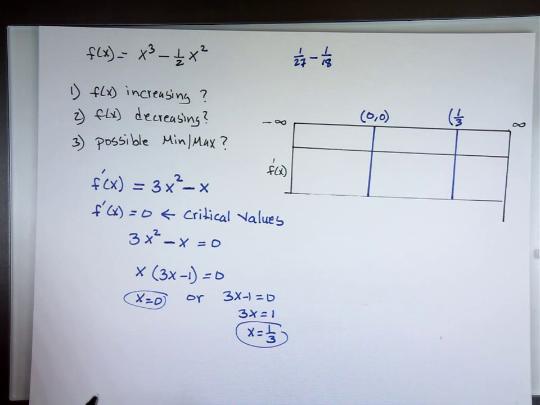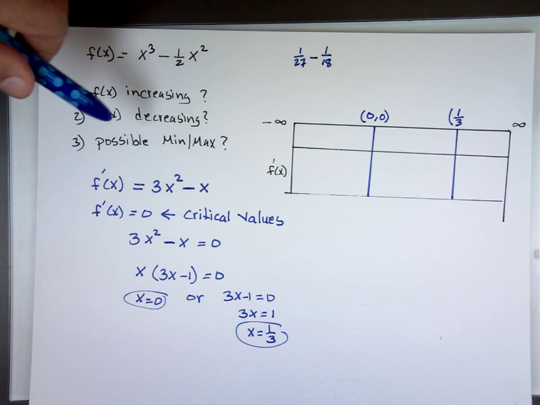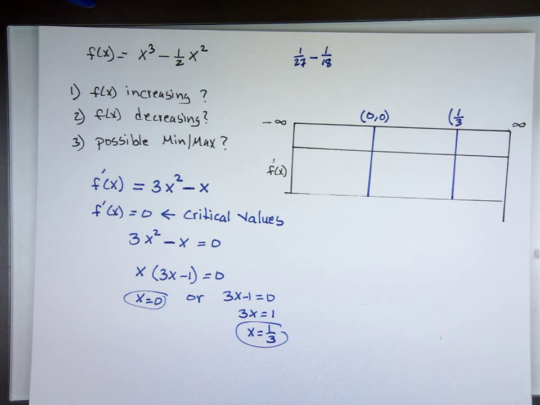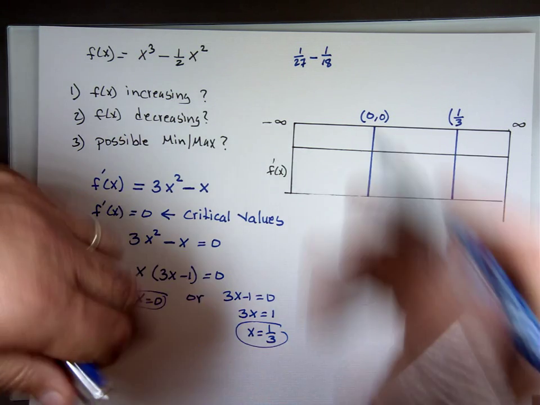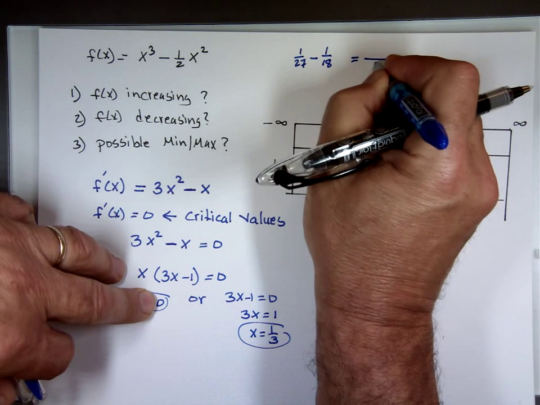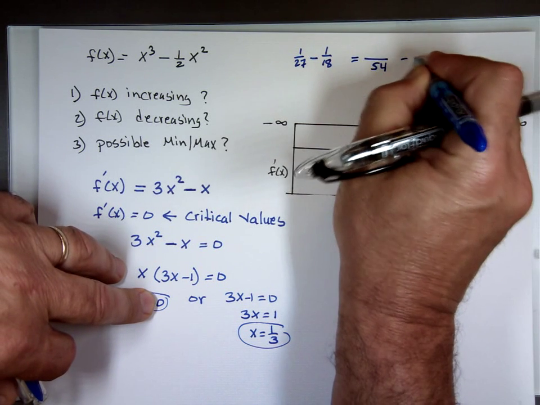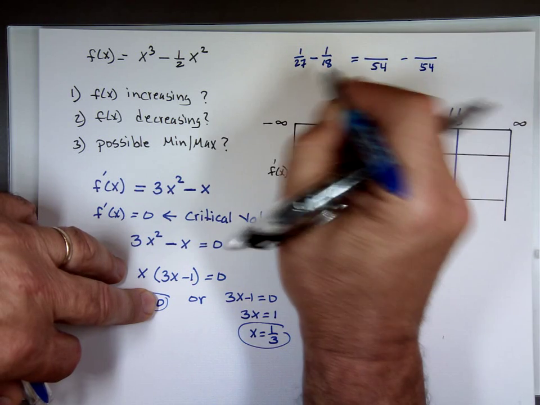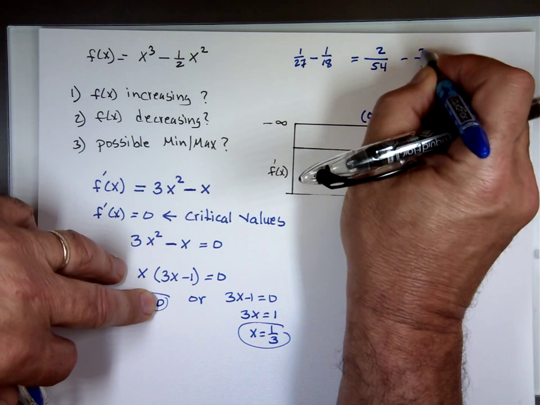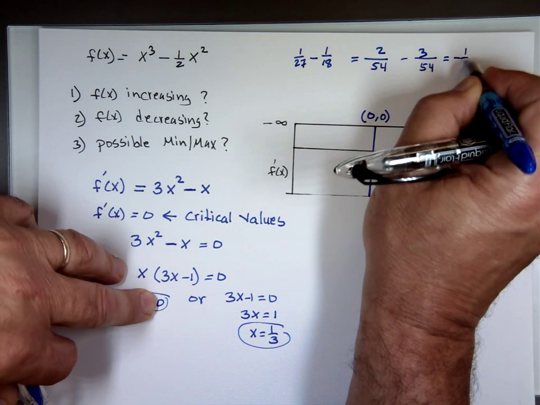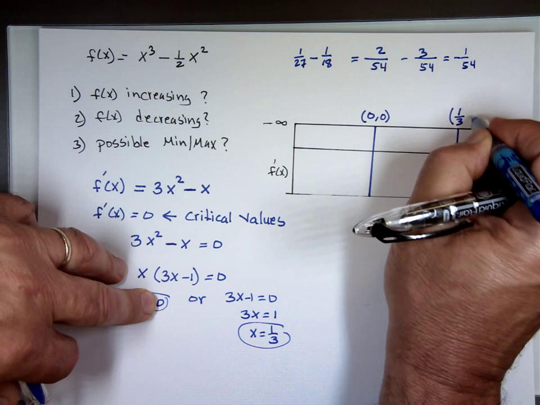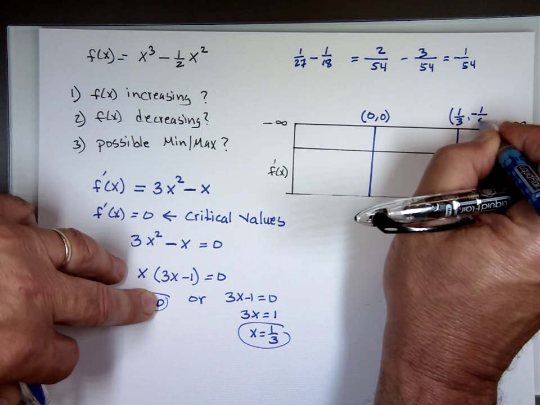Was that 54 the LCD? Can you divide 54 by both numbers? 54 divided by 27 is 2. 54 divided by 18, is that 3? Yes. So I can make it 54 here. This will be 2 over 54 minus 3, negative 1 over 54. So the y value is negative 1 over 54.